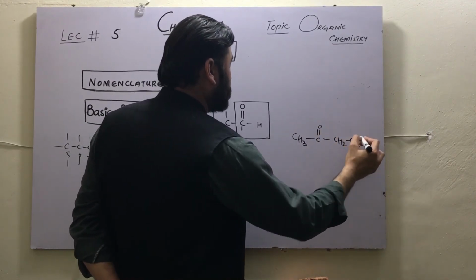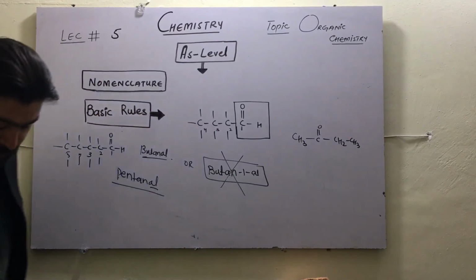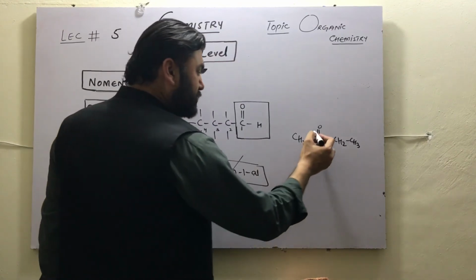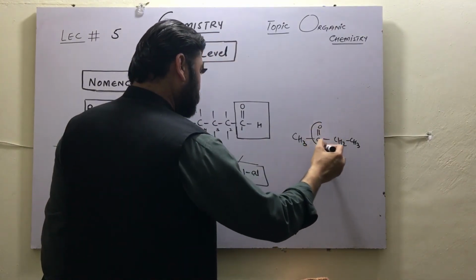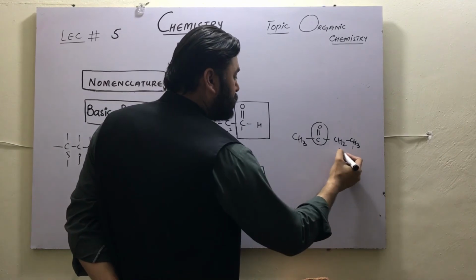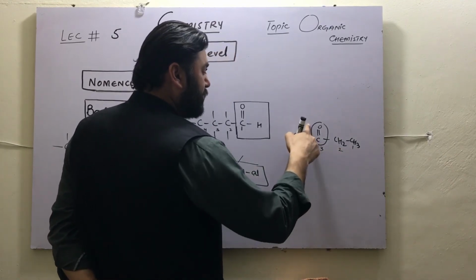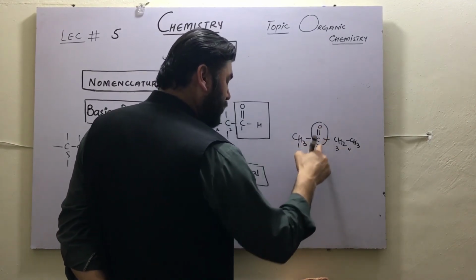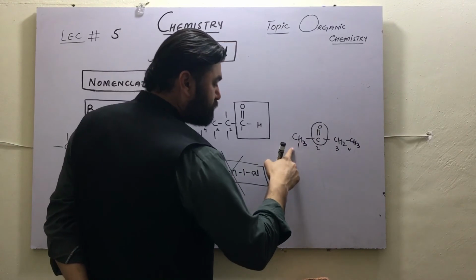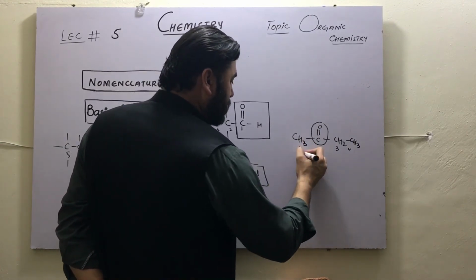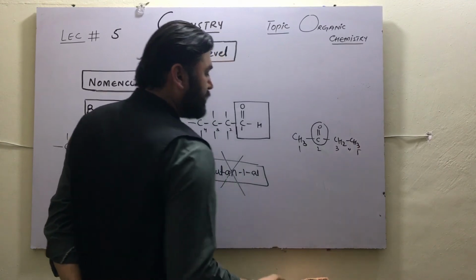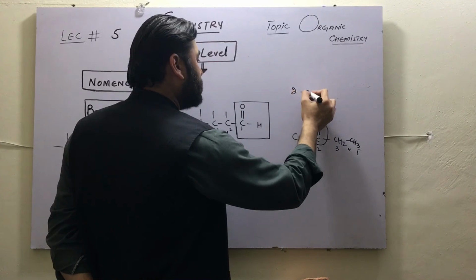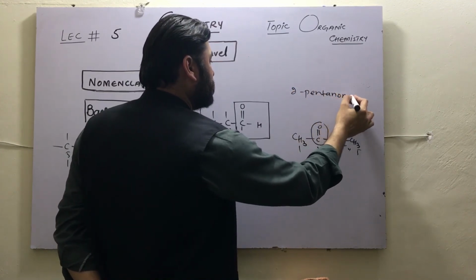And whenever there is a ketone group, suppose CH3, C double bond O, CH2 and CH3, you will start numbering from where the carbonyl gets the lowest position. If you start numbering from here, 1, 2, 3, it will come on the third carbon. But when you start numbering from here, 1, 2, 3, 4, 5, this carbonyl compound gets the lowest position from the left hand side. So we can say 2-pentanone is the name of this.